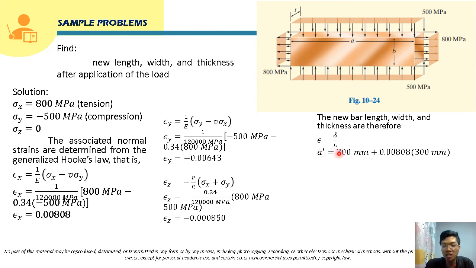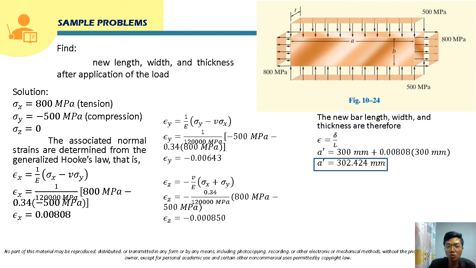The new length will be the original length, which is 300 millimeter, plus the deformation, since this is elongation. The delta here will be epsilon times L. The epsilon in the x direction is 0.00808, and the original length A is 300 millimeter. Solving this, the new length A will be 302.424 millimeter. This will now be the answer for that.